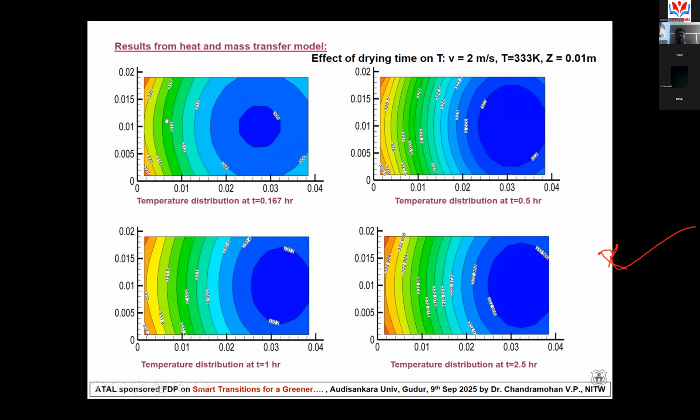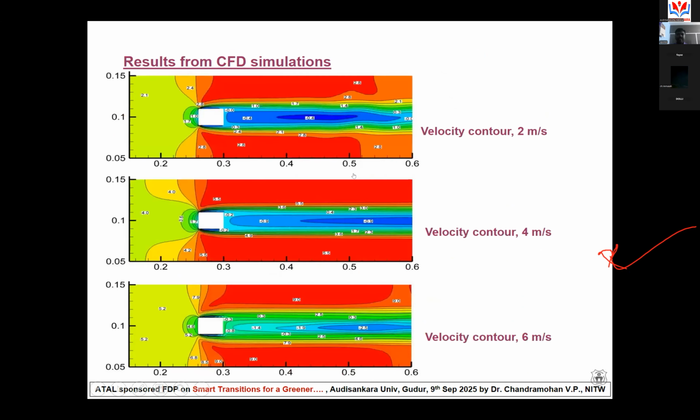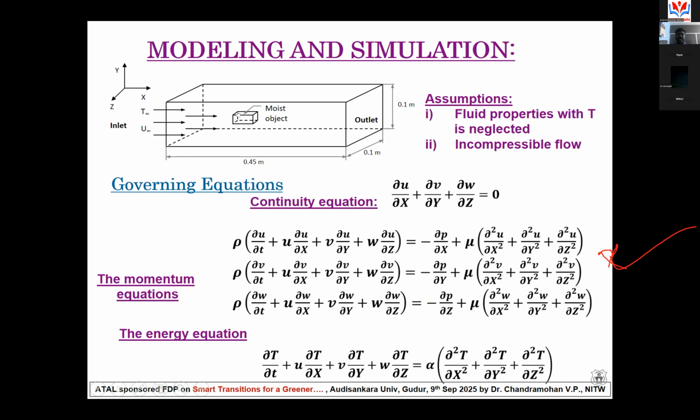So now I can visualize the temperature distributions inside the food product. I told you it's a rectangular object kept in the tunnel. In this case, you remember, there is a rectangular object kept inside.